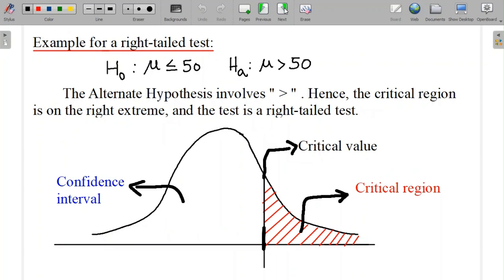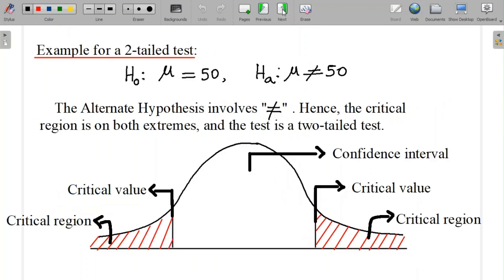Now, to give you a similar example, for a right tail test, let's consider a hypothesis statement where the alternate hypothesis is such that mu is greater than 50. So this involves a greater than symbol. Therefore, the critical region is on the right extreme and the test is a right-tailed test. So the confidence interval is towards the left, the critical region is towards the right, and the line that separates the two is the line called the critical value.